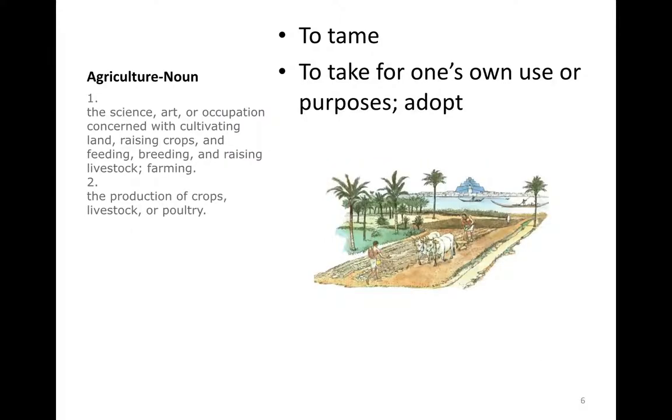Okay, next word is agriculture. It is a noun, and this is the science, art, or occupation concerned with cultivating land, raising crops, and feeding, breeding, and raising livestock. Farming.